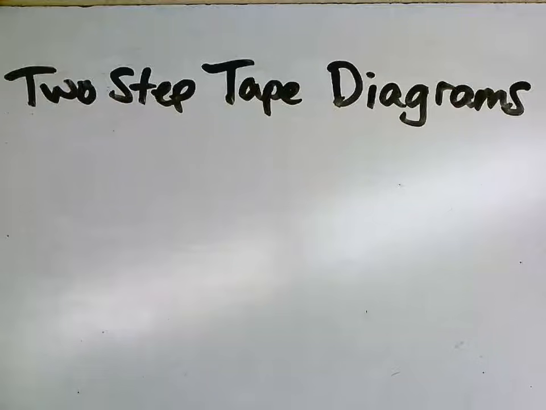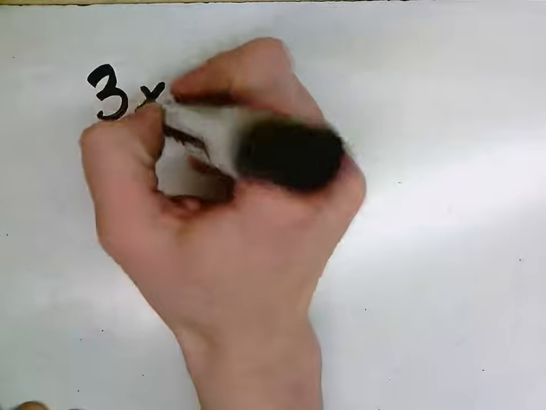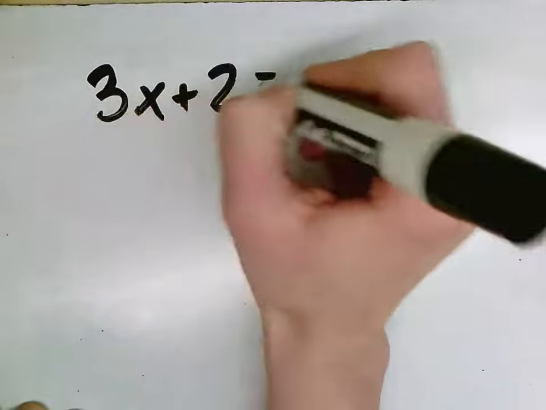Alright, today we're going to learn to solve two-step equations using tape diagrams. These are going to help us figure out the different operations in our equations since there's now more than one operation occurring. For the tape diagrams, we're going to start off with our equation of 3x + 2 = 20.